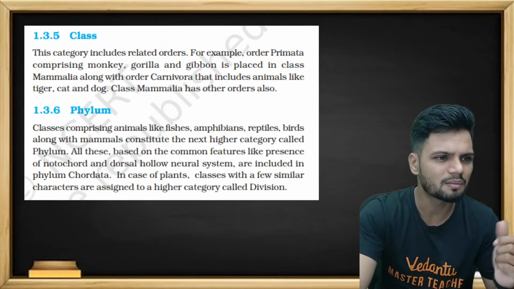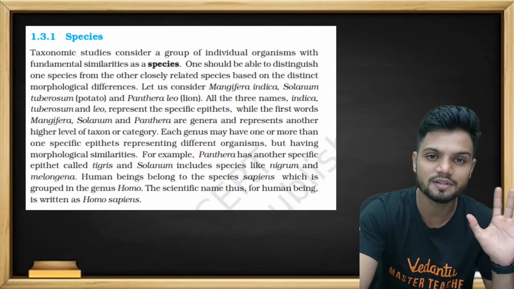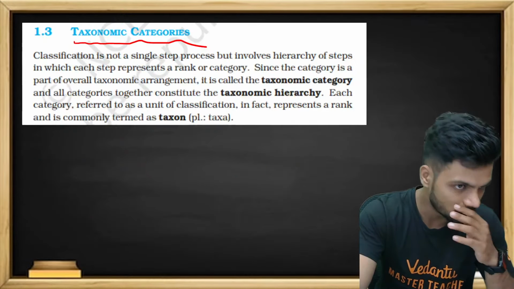Genus, family, order, class, kingdom. That's all, the chapter is over. Living world, line by line of NCERT. So we will do taxonomic categories.